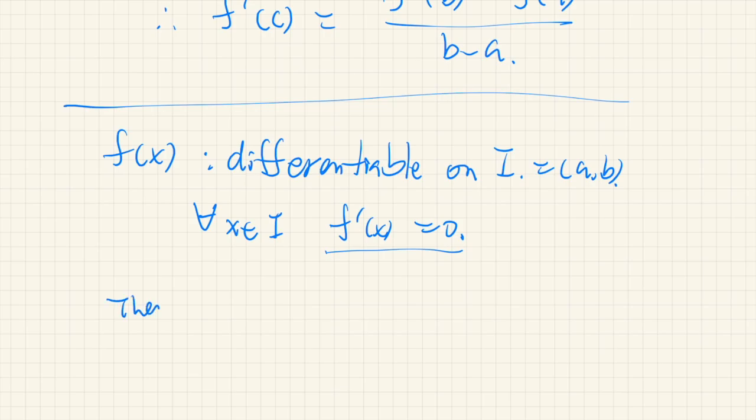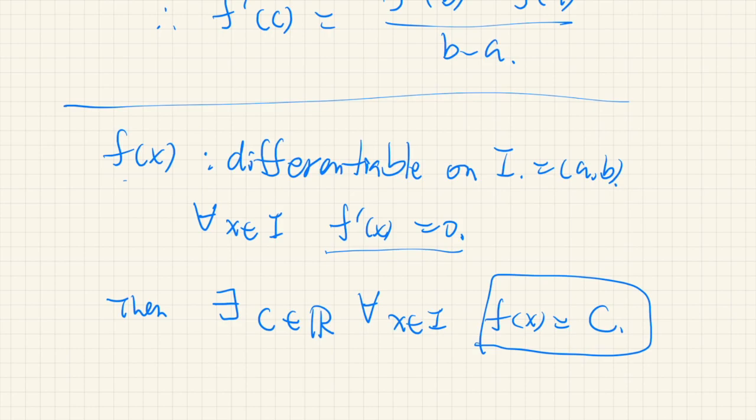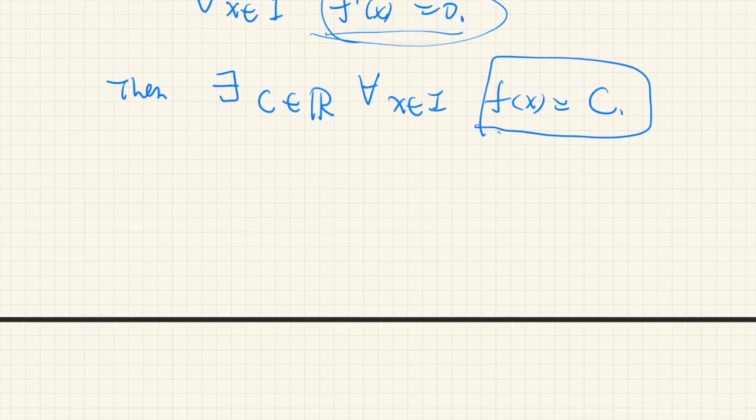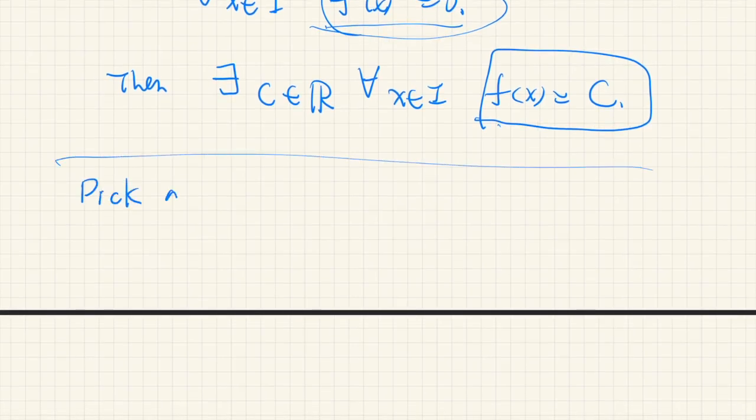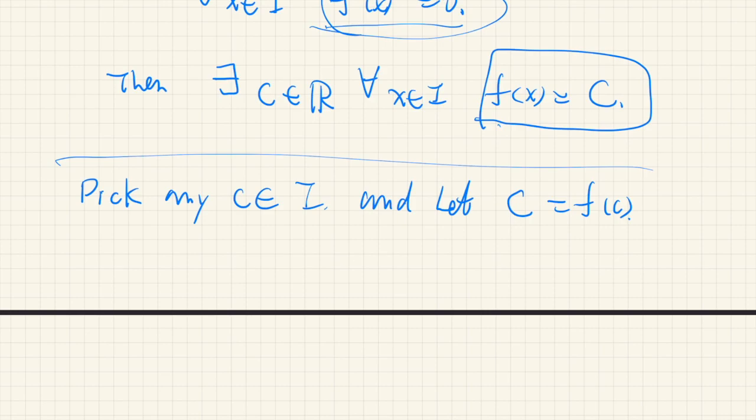Then the function f of x is actually a constant function. That means there exists some constant, let's say a real number C, such that for all x in the interval, f of x is equal to C. So this means f of x is just a constant function. So this says if the derivative is always 0, then the function itself is a constant. Maybe this seems trivial, but let's try to prove this. First of all, pick any constant c from the interval and let capital C equal f of lowercase c. So this defines a constant.